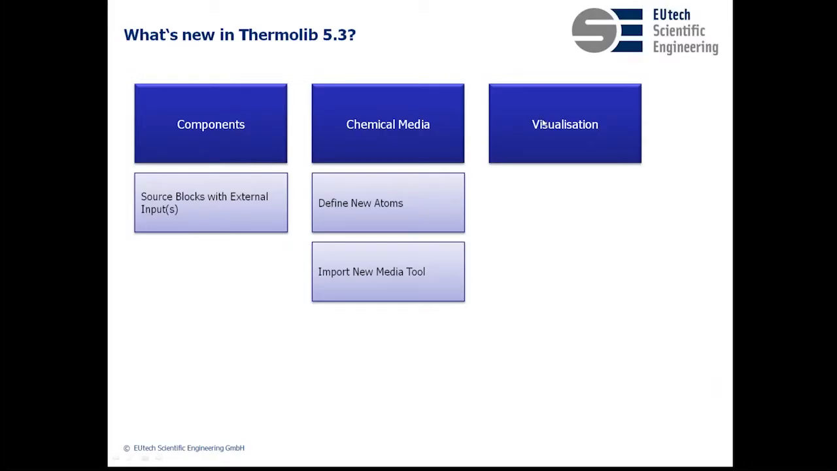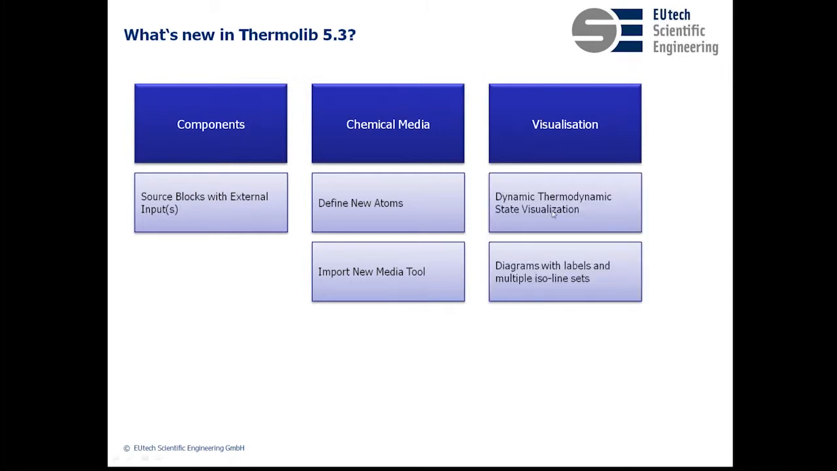The last area that we added improvements to is visualization. First, now you have the ability to see live during a simulation how your thermodynamic state is varying on a pH diagram. I will show you this directly. We also improved the readability on pH and TS diagrams by adding labels and multiple isoline sets. I will also demonstrate this shortly. So, going back to MATLAB again.